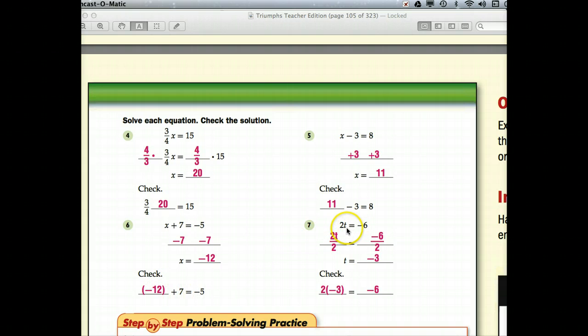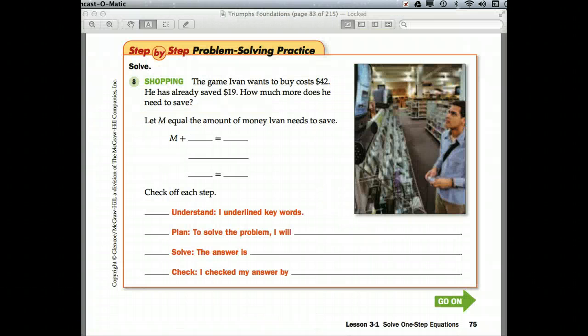Here we're multiplying, so that means we have to divide both sides by whatever's with t. So we're going to divide both sides by 2. T is equal to -3. Very good. So time to move on to step-by-step problem-solving practice.